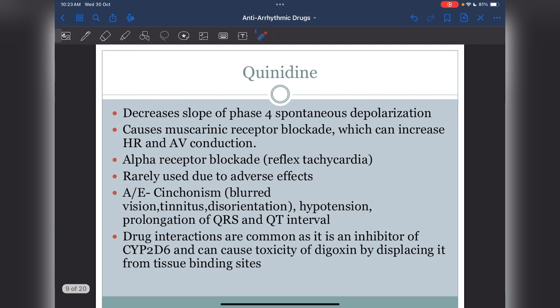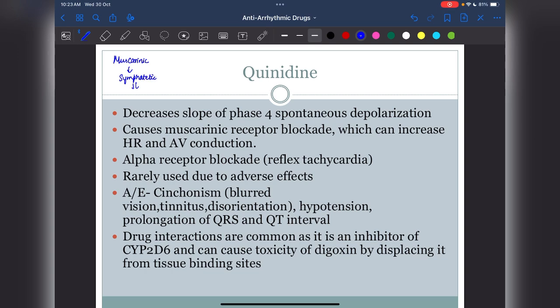So coming to quinidine, it decreases the slope of phase 4 spontaneous depolarization. Okay, we have to talk about how this is happening. It is happening because of muscarinic receptor blockade. It has an essential property of muscarinic receptor blockade as well as alpha receptor blockade. So because of these, what will happen? Let's see. If you are blocking muscarinic receptors, they're essentially causing sympathetic stimulation.